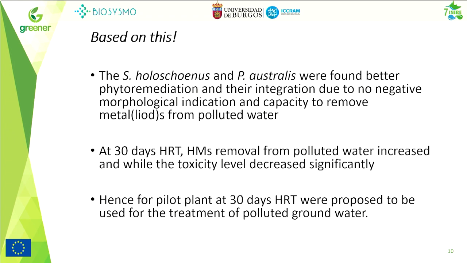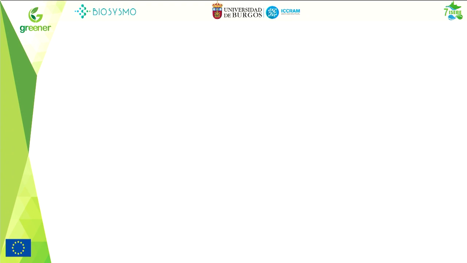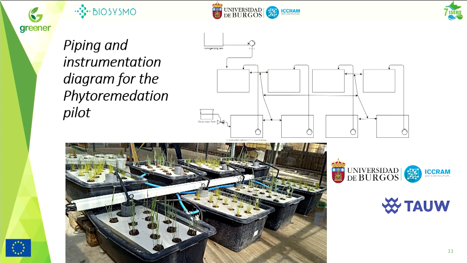We identified that using a slower HRT, or reducing the flow rate of the water, you can remove more metal, because plants have more time to remove metal from the environmental matrix, whatever it is. It could be soil, it could be water. And based on this, we constructed two different pilots. The first pilot, which is operational at this point in time, is treating 8 liters of water per week, and it is operational with Phragmites australis and Scirpus holoschoenus, and this is the diagram.